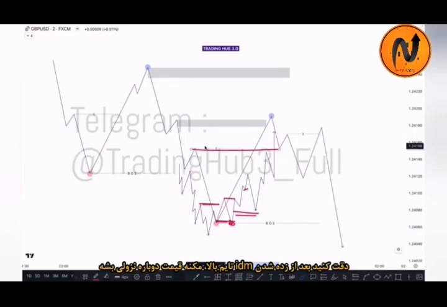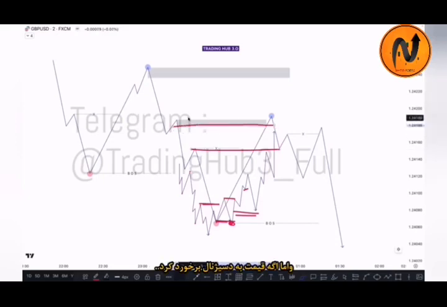Because the higher time frame structure is bearish. And the same principle is applicable here. If the market taps here on your decisional POI and creates this one, and after this, what happened here?